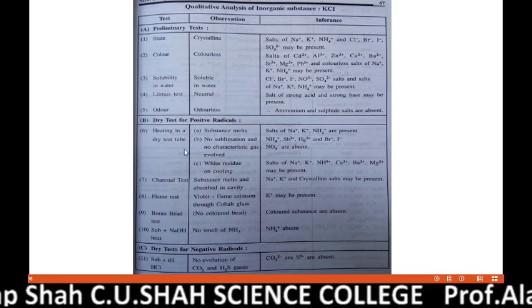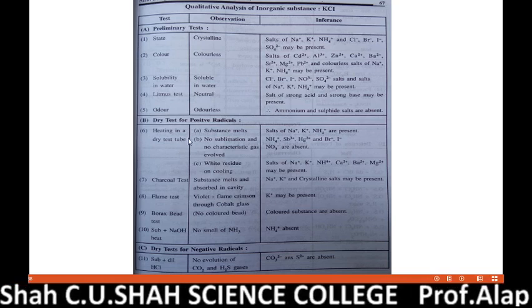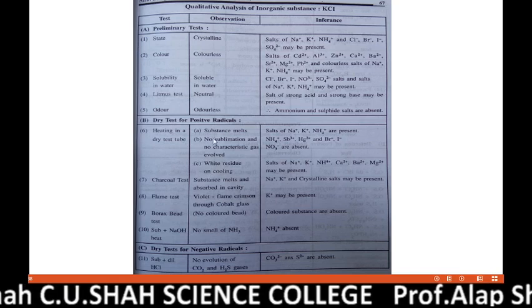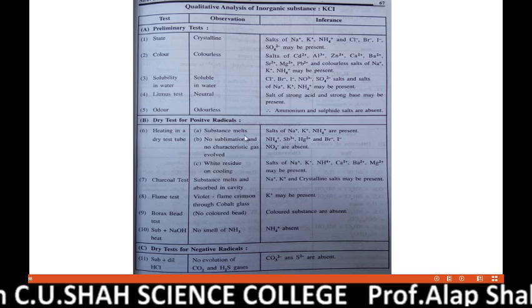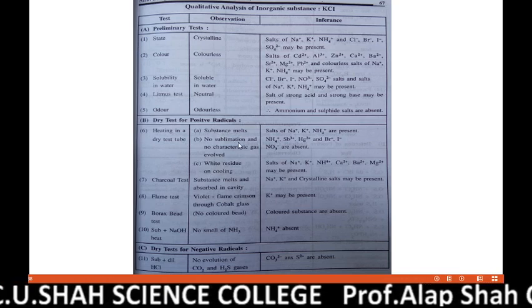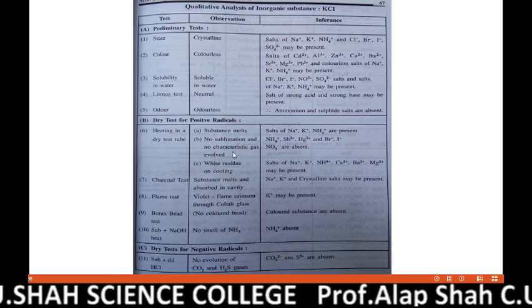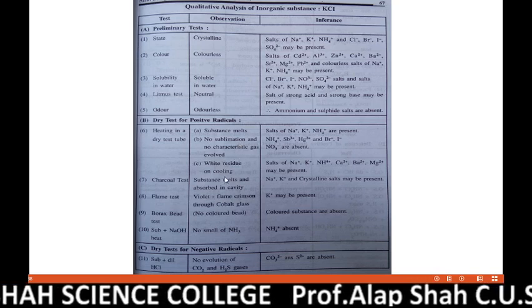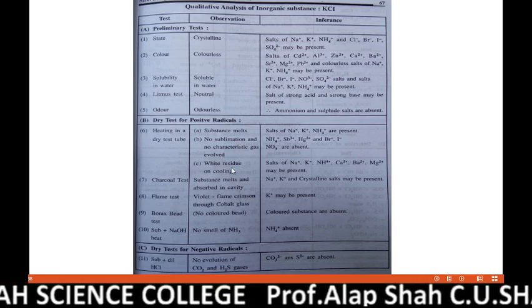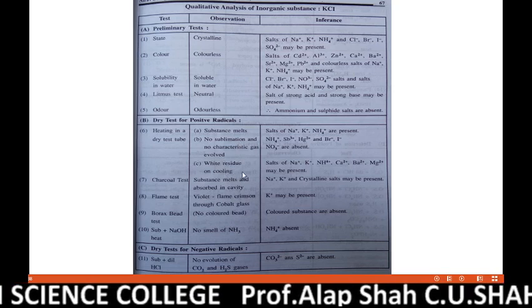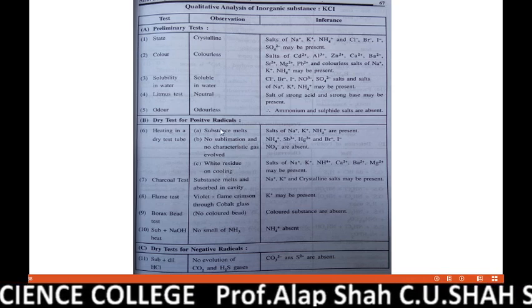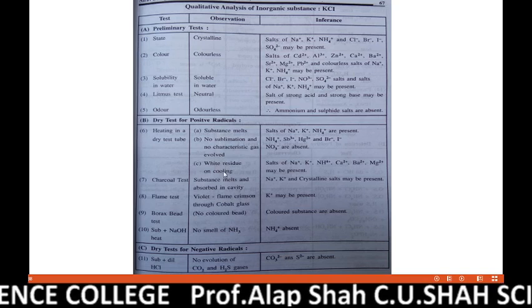Dry test of the positive. First, heating in a dry test tube. See, there are 3 observations. Substance melts, no sublimation, and no specific gas evolves, and there is a white residue on the cooler part of the test tube. So these 3 observations are observed.